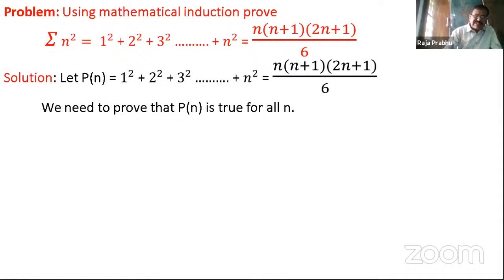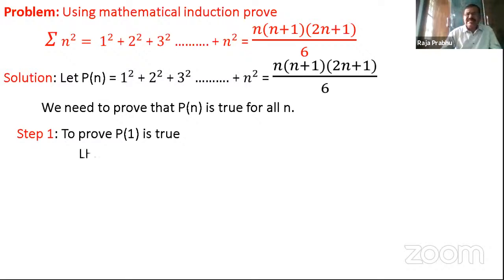Okay, for that, what is the first step? We have to prove that it is true for n is equal to 1, nothing but P of 1 is true, means substituting 1 in the place of n and verifying. What is the LHS here? The nth term of the LHS is n square.